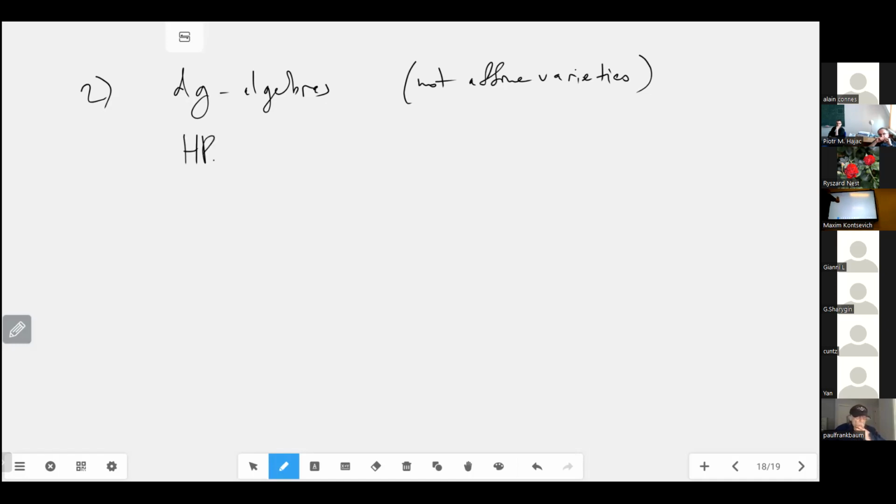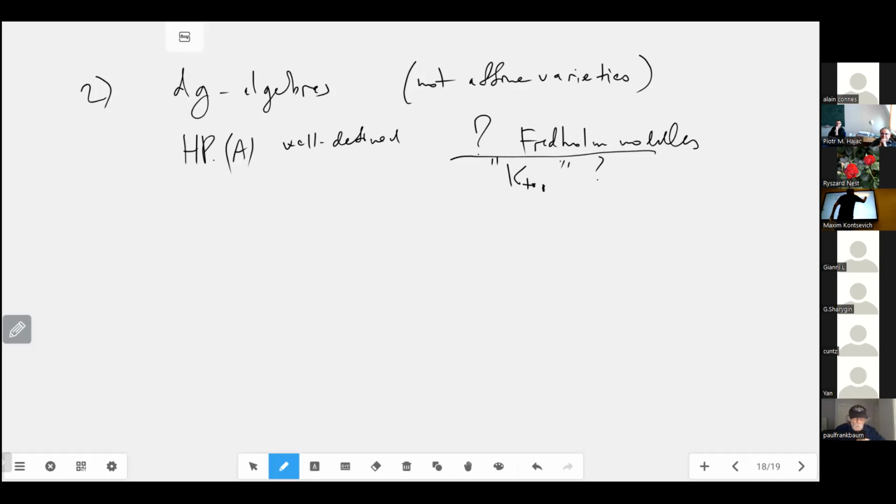HP is again well defined, so the analog of de Rham homology is well defined. But what is the analog of the Betti cohomology? It should be something like topological K-theory, or maybe dual, topological K-homology rather than K-theory. This will be the analog of Betti cohomology. So there will be an isomorphism between Betti and de Rham.